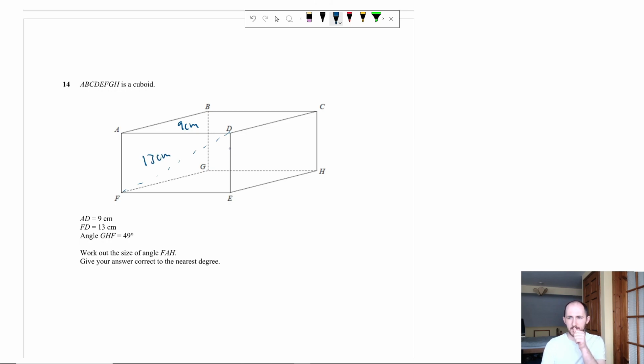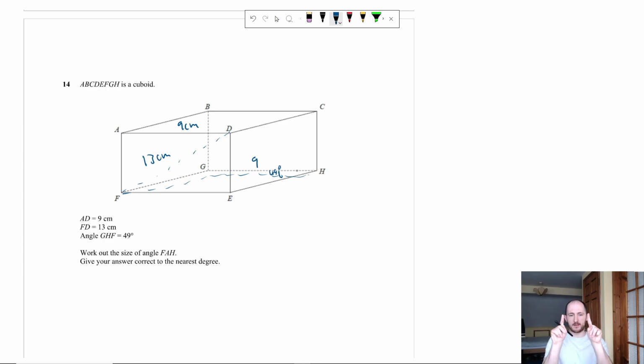GHF, let's look at that. Where's G? G's here. GH, HF. So that is on the flat side itself. That angle here is 49 degrees. So let's have a think about what we need to do. Okay, so this is going to be a bit strange. So because this is 9 centimeters, then this length here, GH, is also 9, right?